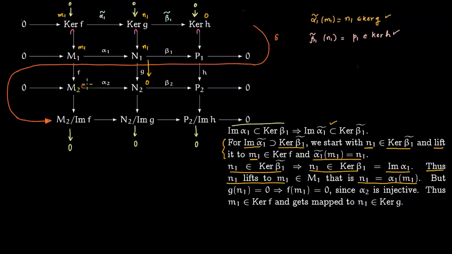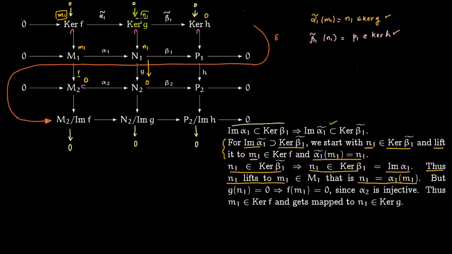And this is an injective map, so this 0 has to come from some 0 right here. And this entire square commutes. That means m1 gets mapped to 0. So if m1 gets mapped to 0, that means it lies in the kernel of f. So m1 lies right here, and therefore we are done.